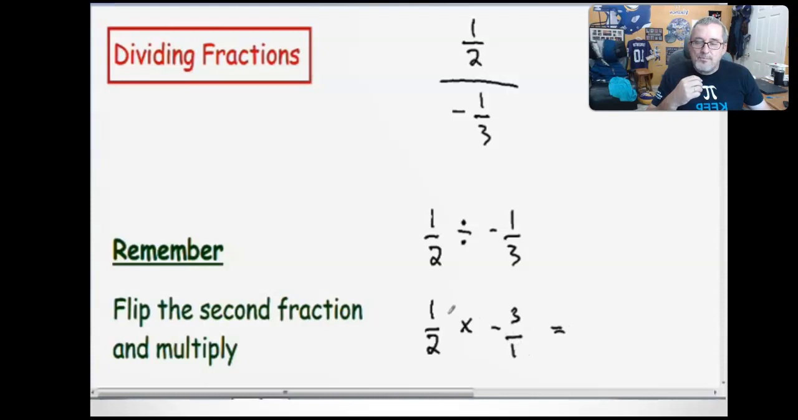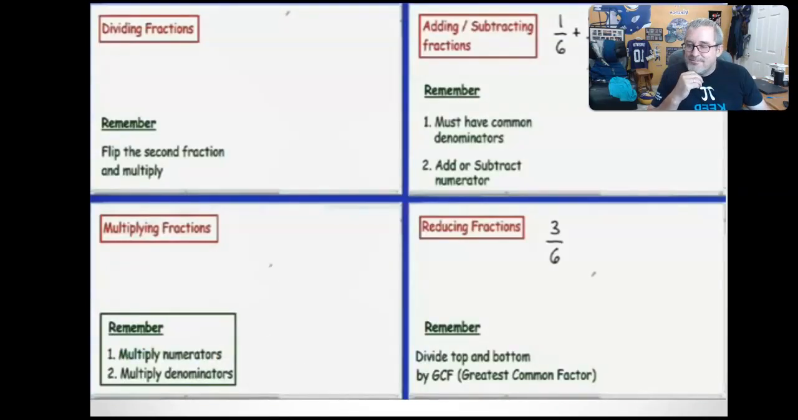Now I'm going to multiply these two fractions together. I'm going to multiply the two numerators. 1 times negative 3. And 2 times 1 is just 2. And then there's more examples. Some more examples.